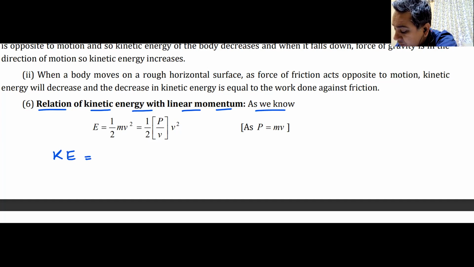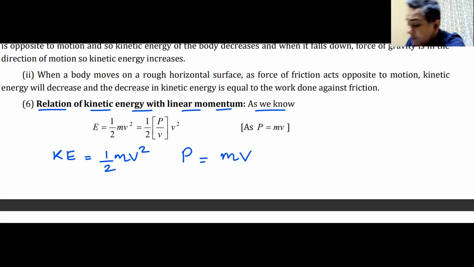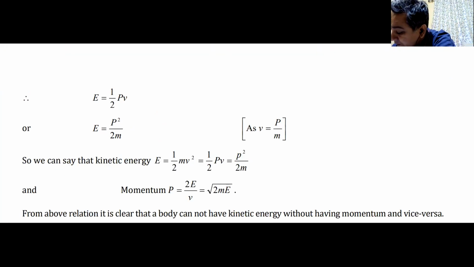Kinetic energy, as you all know, is half mv square. Momentum is p, and you all know it is m into v. From here, we can find out a relation between p and kinetic energy. It is very simple, and you can remember it like this. The easiest way to remember it is E, which is kinetic energy, is P square by 2m. This is one way of remembering it.